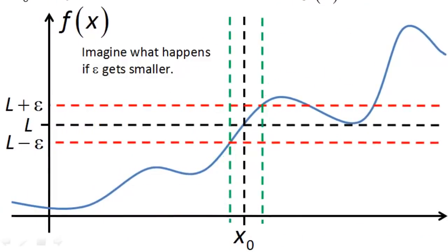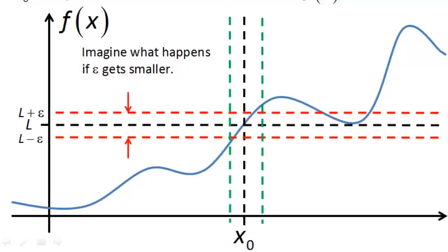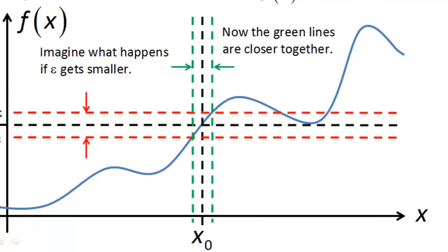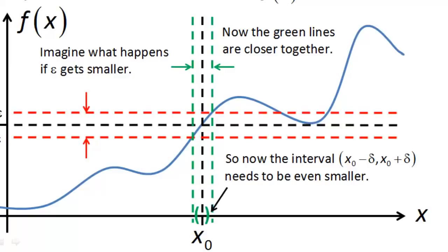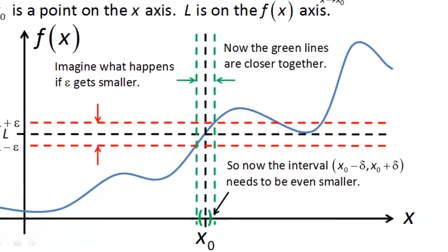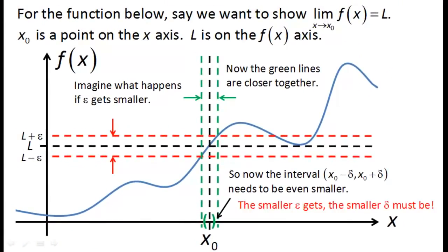Now just before we move on, imagine what happens if epsilon gets smaller. If epsilon gets smaller, then obviously these two red lines will get pushed closer together. And over here, these two green lines will also get pushed closer together, because remember, the green lines show where the function enters the red zone and where it leaves the red zone. So that's going to mean that the interval from x0 minus delta to x0 plus delta needs to become even smaller in order to fit between the two green lines. So the point is that if epsilon gets smaller, we need delta to get smaller as well.